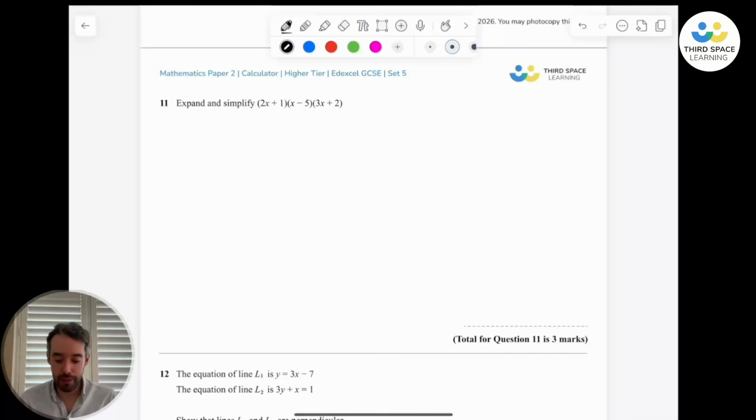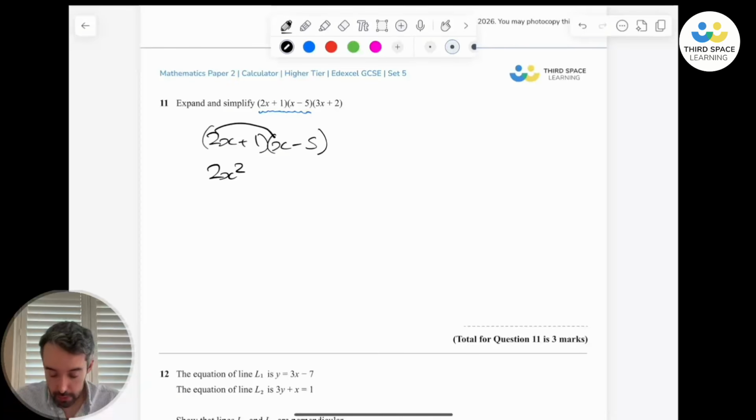Okay, question 11. It says, expand and simplify this lovely thing. This is a classic question. A triple bracket expansion, and then we need to simplify it. So the trick is, pick any 2 you like to start with. Let's just pick the first 2. Let's not make our lives too difficult. 2x plus 1, x subtract 5. So let's expand this. 2x times x, 2x squared. 2x times negative 5 is negative 10x. 1 times x, 1x. 1 times negative 5 is negative 5.